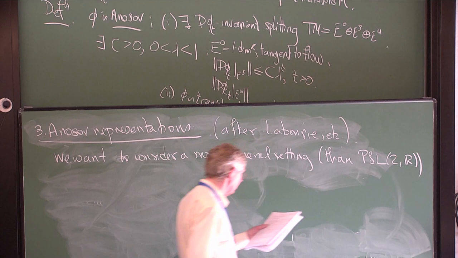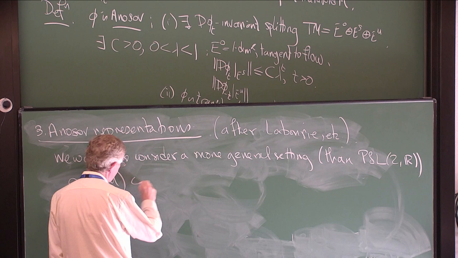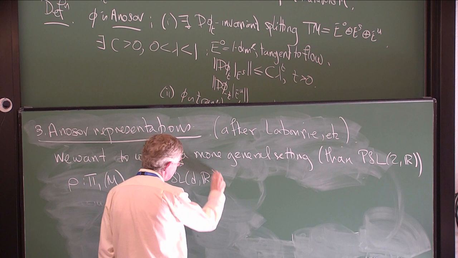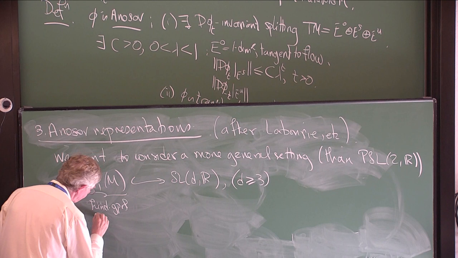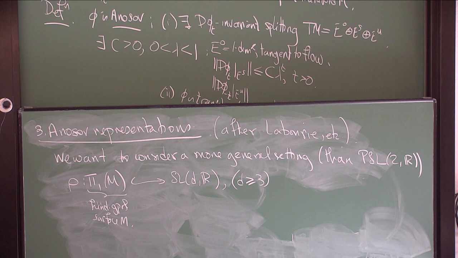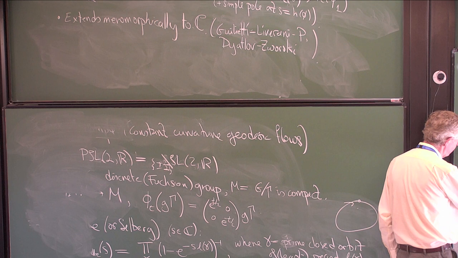So in particular, I want to consider representations of the fundamental group of whatever my manifold was, usually a surface group, into SLD of R, where D is going to be greater than or equal to 3. So this will be the fundamental group of the surface. And this will just be some nice, faithful representation into not PSL2R, not SL2R, but in fact SLDR. And so if we have such a representation, then it's called Anosov if it has a bunch of properties. So this is the following.